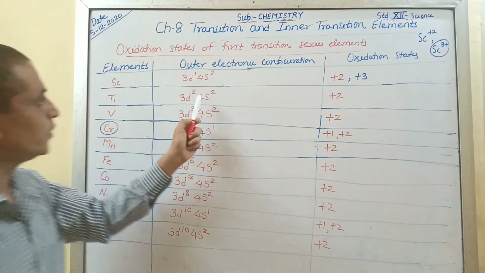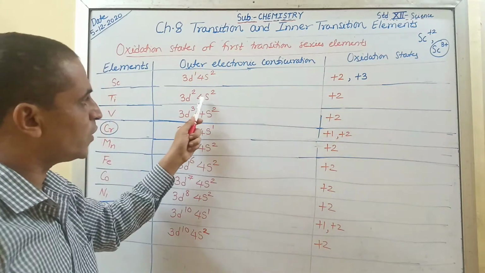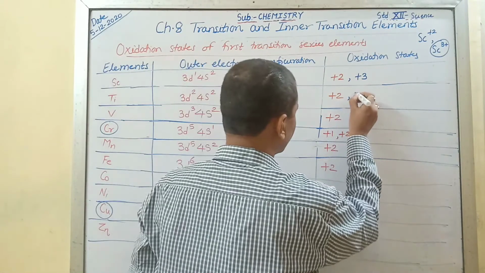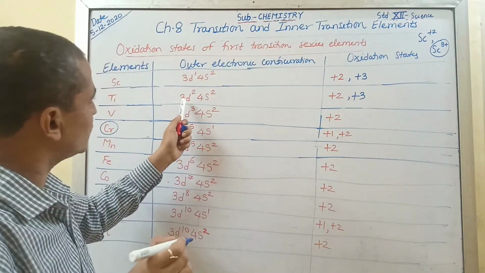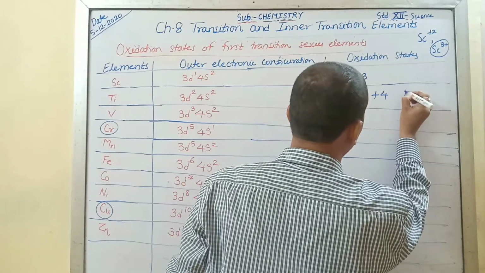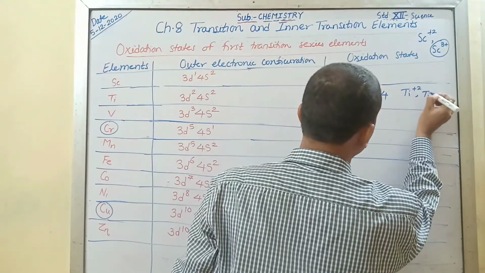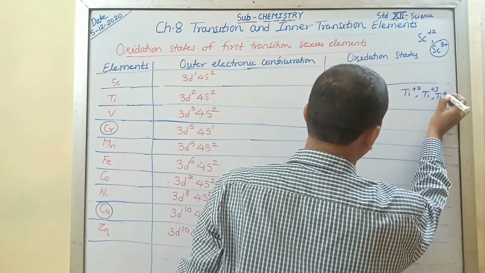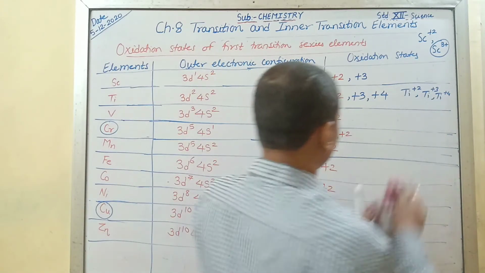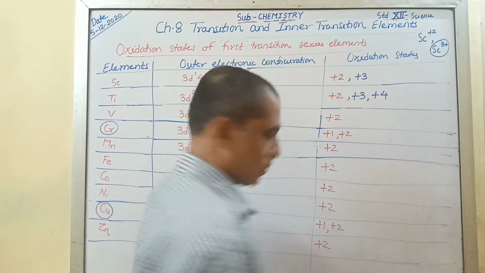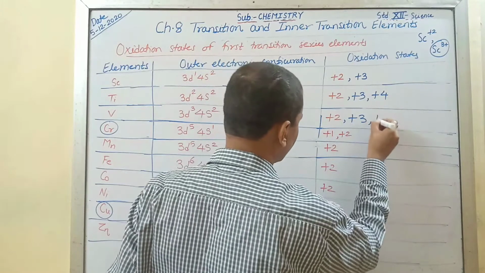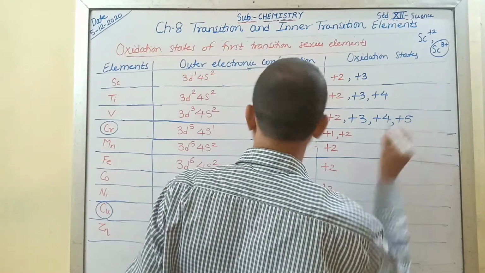Now come to titanium. Lower oxidation state is +2. For higher oxidation state, one electron is removed from 3d, so it becomes +3. One more electron is removed from 3d, so it becomes +4. So titanium can form ions like Ti2+, Ti3+, and Ti4+. Here Ti4+ is more stable because of the empty d orbital. Now similarly here we have +3, +4 and +5.